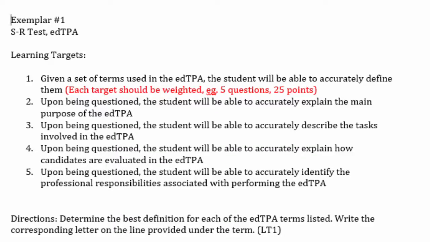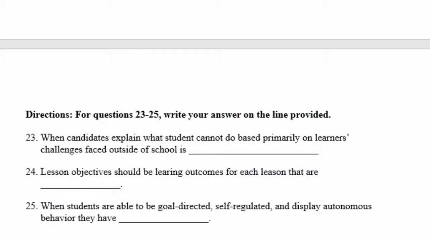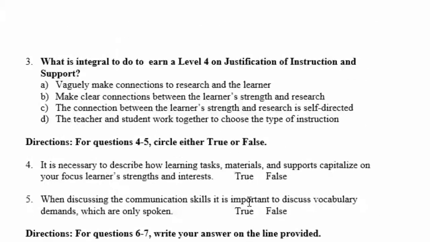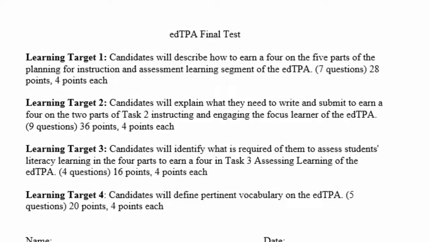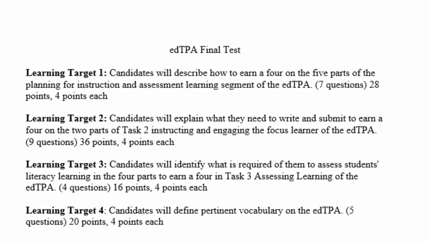I have another exemplar here that does just that. You can see that the targets are weighted, 7 questions, 28 points, 4 points each. So that you can see that the second target is weighted more than the others, 36 points compared to 28 points and 20 points. So that's important. That tells me which one of your learning targets you are going to weight or consider the most important.